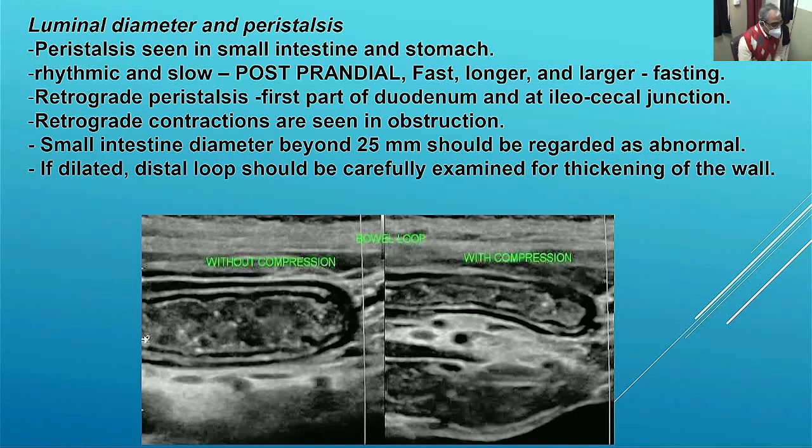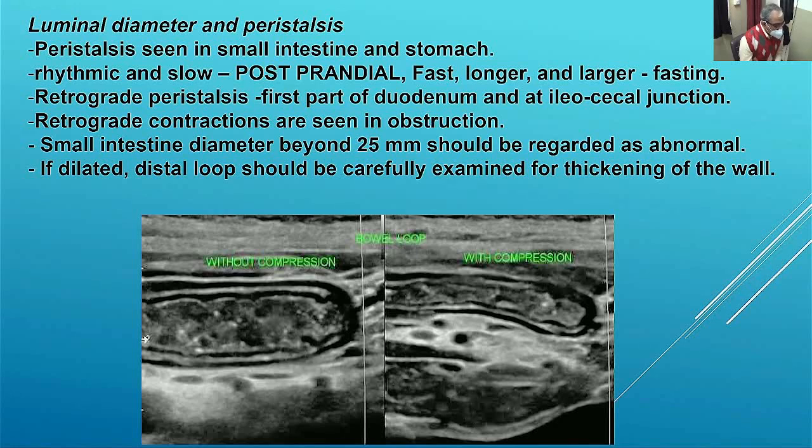The peristalsis is rhythmic and slow. It is seen in small intestine and stomach, and in the postprandial state it is faster. In fasting it is slow, longer and larger. Sometimes we see retrograde peristalsis, especially in the first part of the duodenum and at the ileocecal junction, which is considered normal. Otherwise, retrograde contractions are seen in obstruction, and we can show you some examples in a later part of the program.